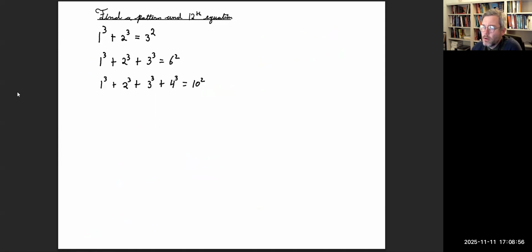Can we do this one? 1 cubed plus 2 cubed equals 3 squared. 1 cubed plus 2 cubed plus 3 cubed is 6 squared. 1 cubed plus 2 cubed plus 3 cubed plus 4 cubed is 10 squared. Is that true? I think it's true.